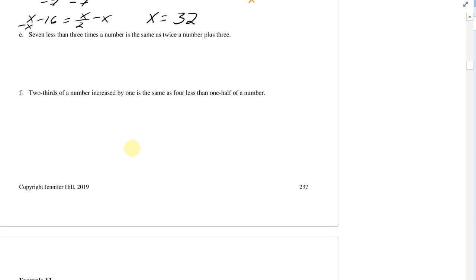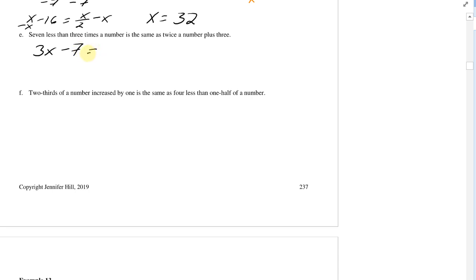So 7 less than 3 times a number is the same as twice a number plus 3. So let's see. Let's start with this first part. 7 less than 3 times a number. So again, it's 7 less than that starting point. The starting point is 3 times a number, so the interpretation of 3 times a number is just 3x. And then I subtract 7 from it. So there's 7 less than 3 times a number.